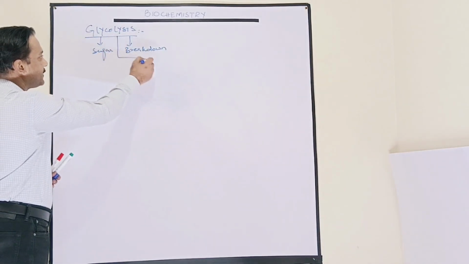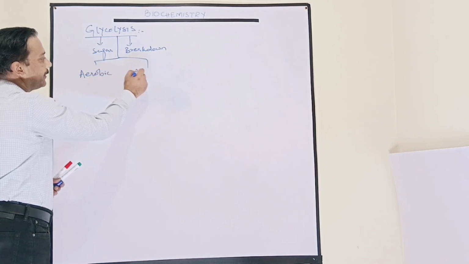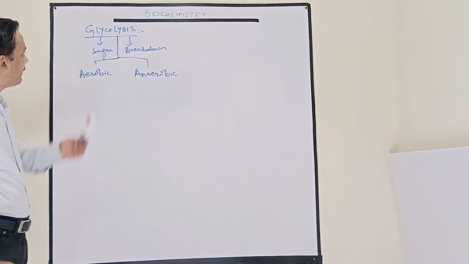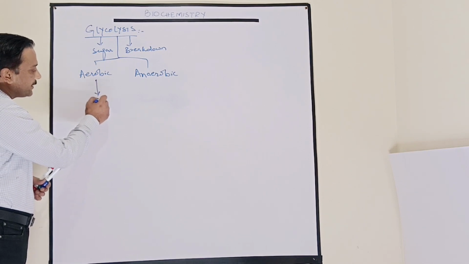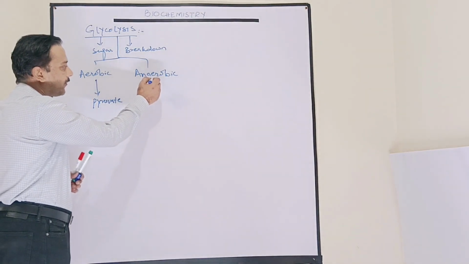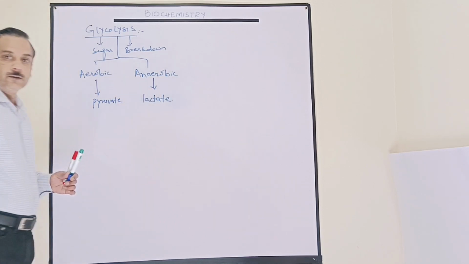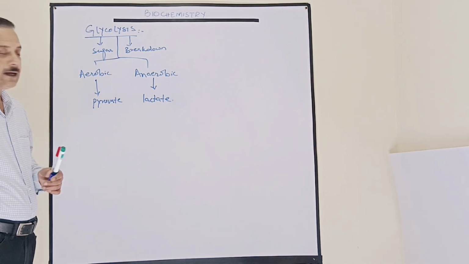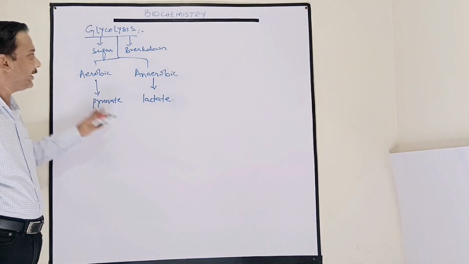Glycolysis is of two types, aerobic and anaerobic. In aerobic, the normal process of glycolysis, the end product is pyruvate. And in anaerobic condition, when we have lack of oxygen, the end product becomes lactate. So there is only a difference that in case of anaerobic, we obtain the end product lactate, and in aerobic, a normal glycolysis, we obtain pyruvate.